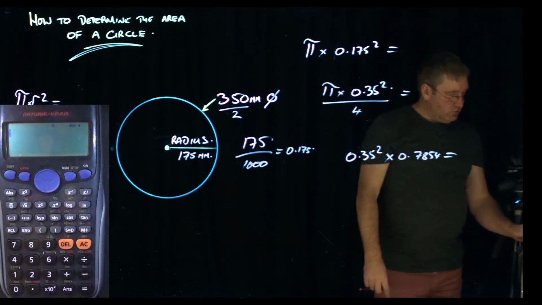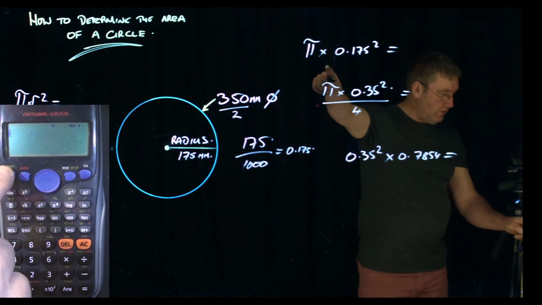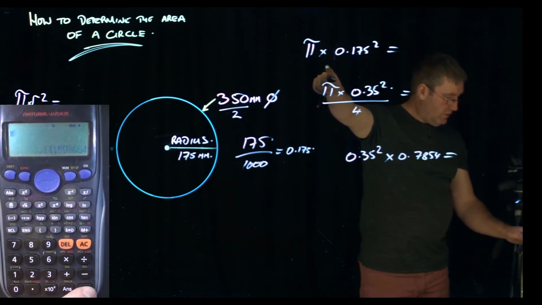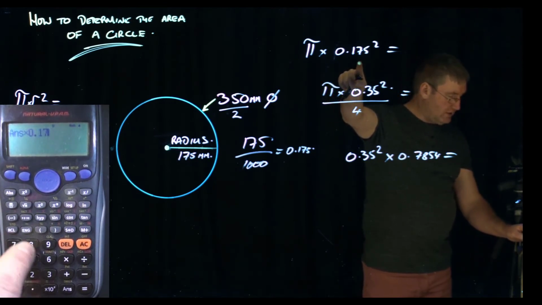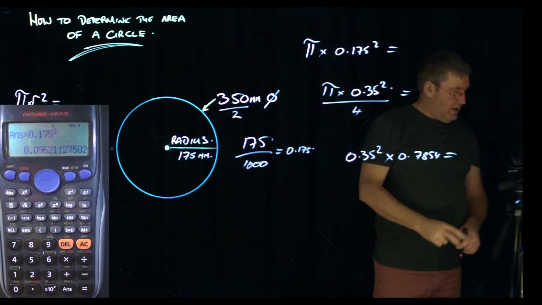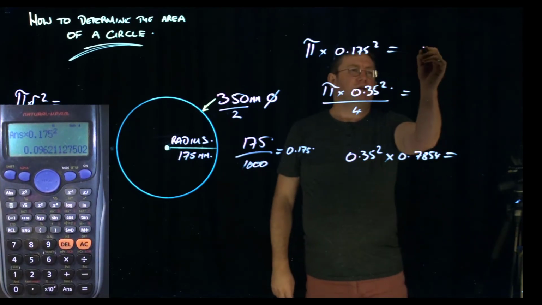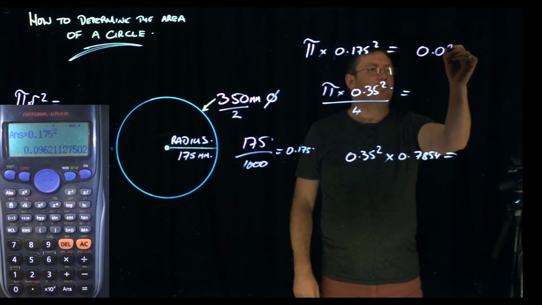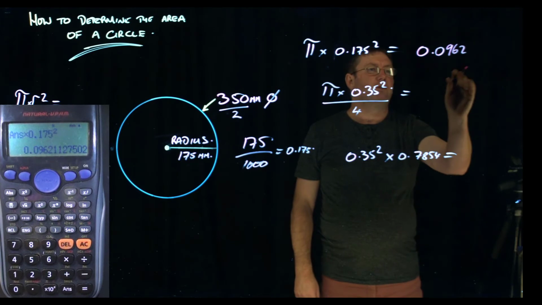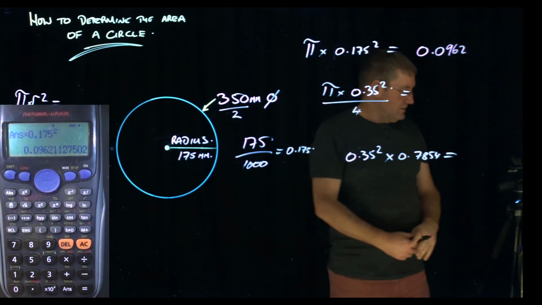So the very first one, we've got pi, so shift pi equals, that's the pi figure there, times that by 0.175 squared equals, and you should be able to see the number on the screen. It is 0.0962, to 4 decimal places. So that's the first one.